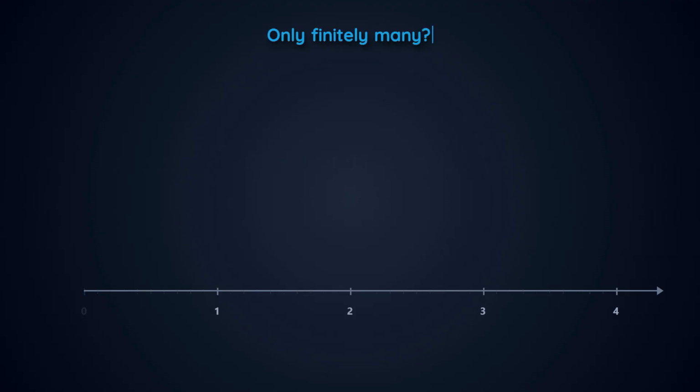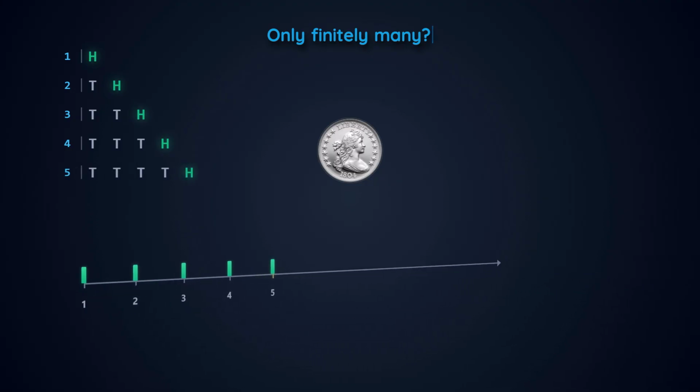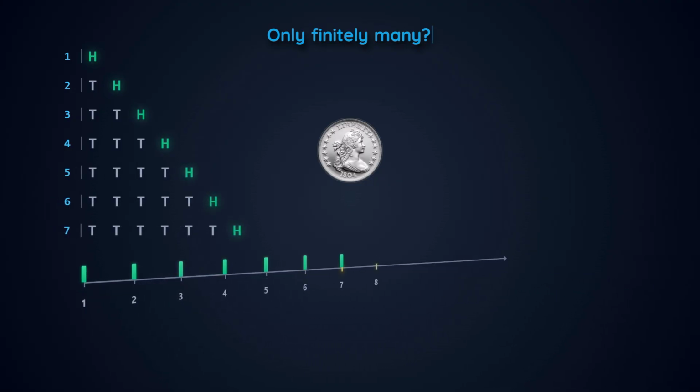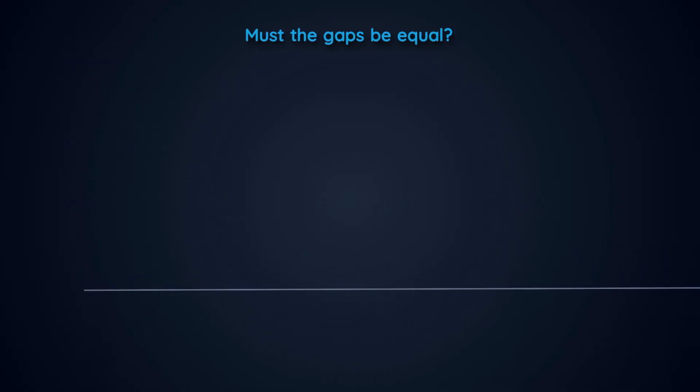Myth number 2, that a discrete variable can only take finitely many values. Flip a coin over and over until the very first heads shows up. It might take one flip, heads, straight away, or 2, tails, then heads, or 3, or 4. In principle, it never has to stop. 1, 2, 3, and onward, forever. Infinitely many values, and still we can list them one by one. We call that countable.